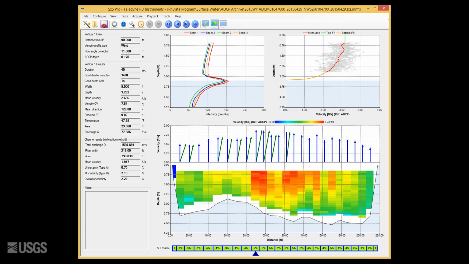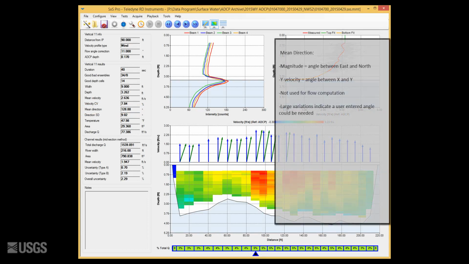The mean direction is the direction of the flow in the vertical based on the measured velocity, and is computed differently based on the velocity method you choose. For magnitude, it is the angle between the east and north velocity component, while it is the difference between the x and y velocity component when using y velocity. These numbers are not used for flow computation, but do provide an indication of variation in flow direction through the cross-section. Ideally, the values would be relatively consistent.